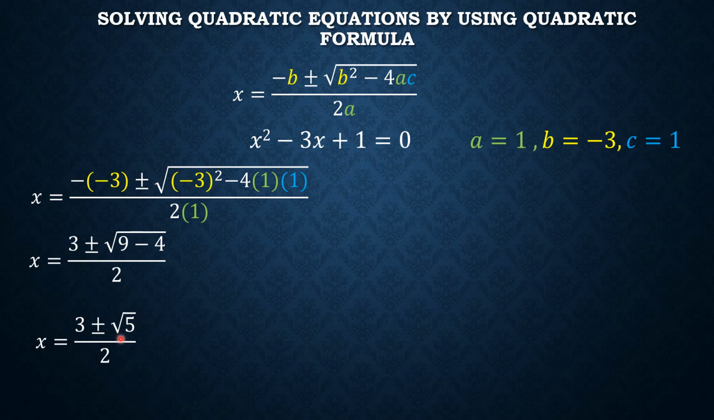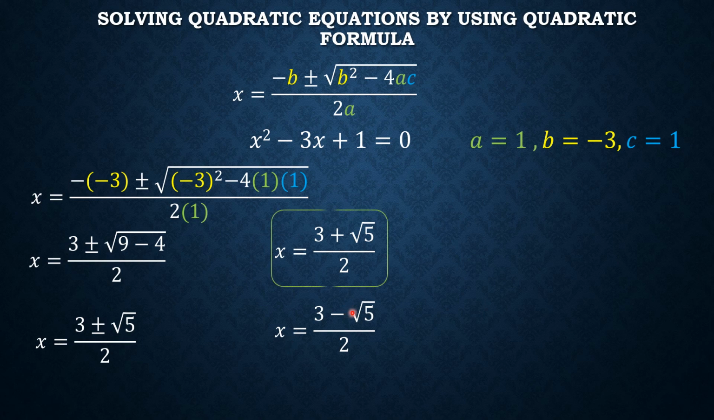So, we now have our solution to this quadratic equation as, isang plus, isang minus. So, we have x equals 3 plus square root of 5 over 2, and x equals 3 minus square root of 5 over 2.